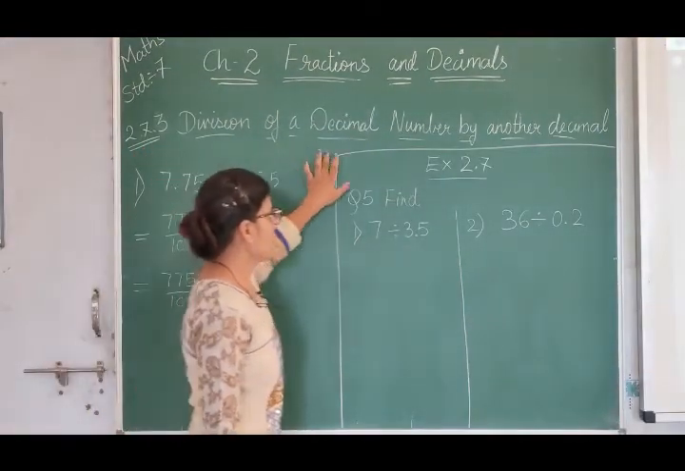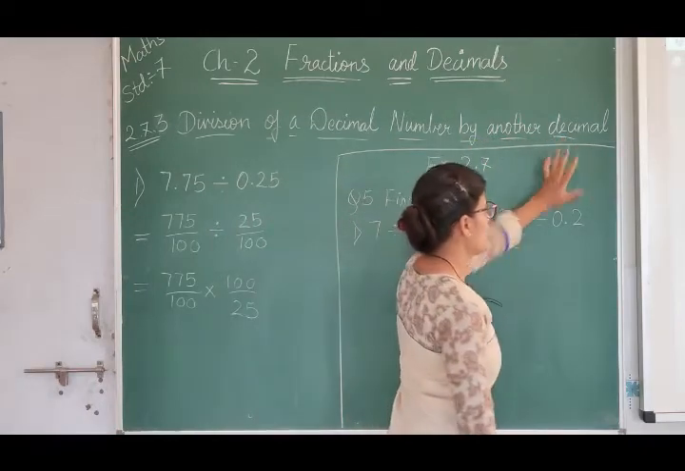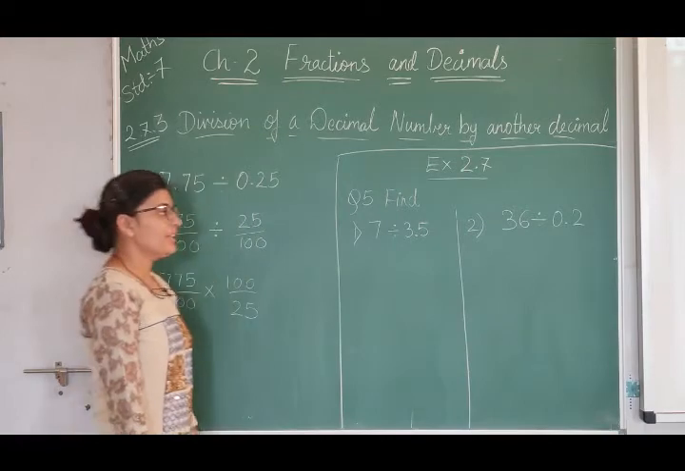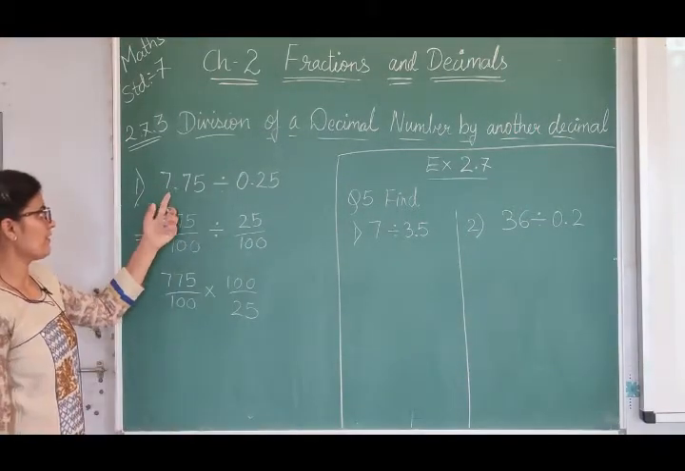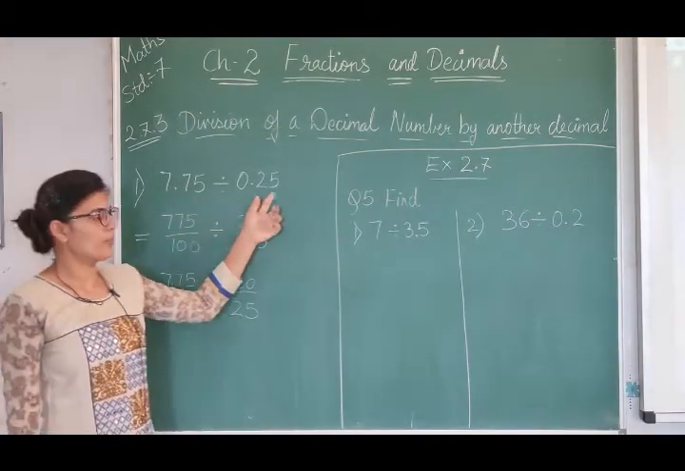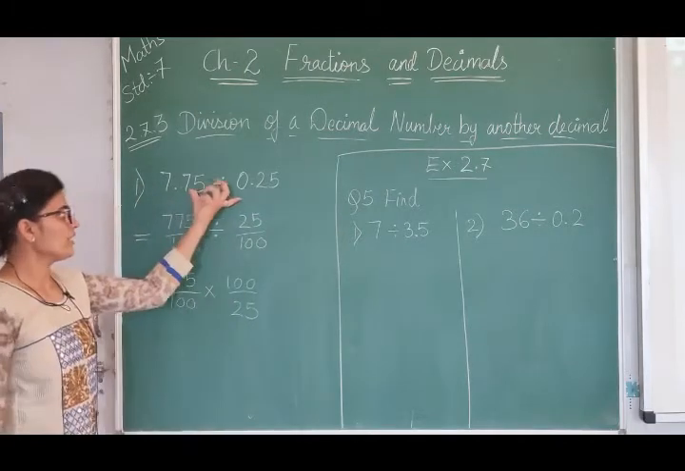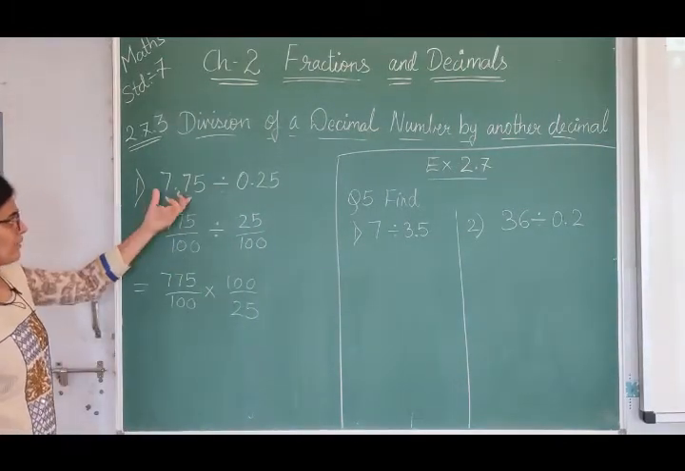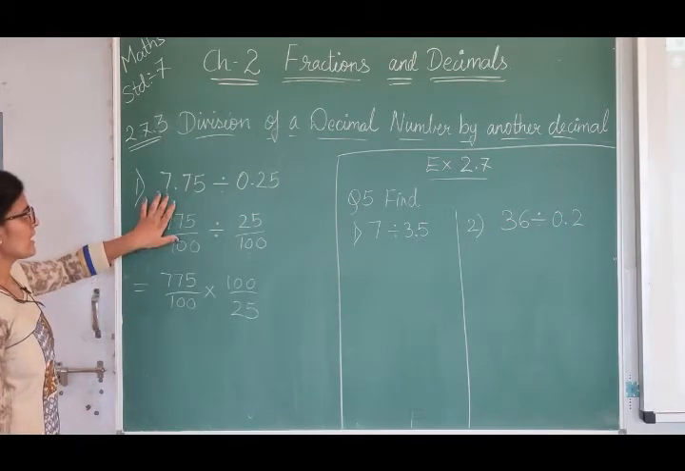2.7.3 Division of a decimal number by another decimal. Now two decimal numbers are given to you and you have to find out their division. Here you can see an example, 7.75 divided by 0.25. Here both are decimal and we have to find their division. So we can write them in the fraction form first.